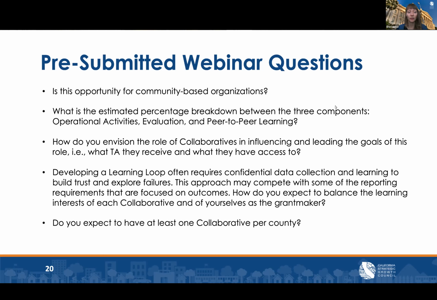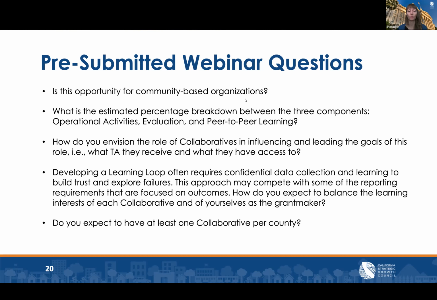The second question is around the estimated percentage breakdown between the 3 components. This is a great question. We don't have a specific percentage breakdown that we are looking for. You all are the experts in how this should come together and what would make the most sense for the team that you've put together. What might be helpful to say is that the evaluation piece will be quite a bit of significant work early on, putting together the evaluation plan and front loading some of that work, thinking through with each one of the grantees what their evaluation plan will be.